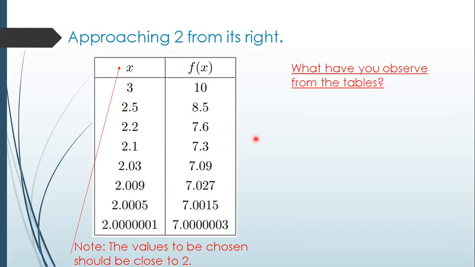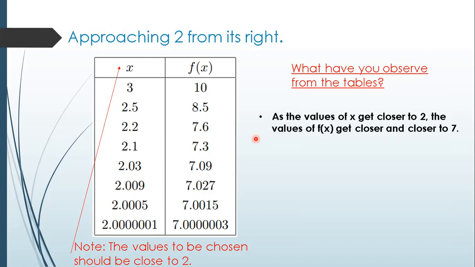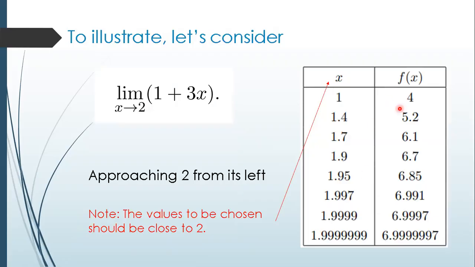What have you observed from the tables? From the first table and then the second table, what have you observed? I hope we have the same observation: as the values of x get closer to 2, the values of f of x get closer and closer to 7. So you have it here. And as we look at the other table, it is also approaching closer to 7, but not exactly 7.